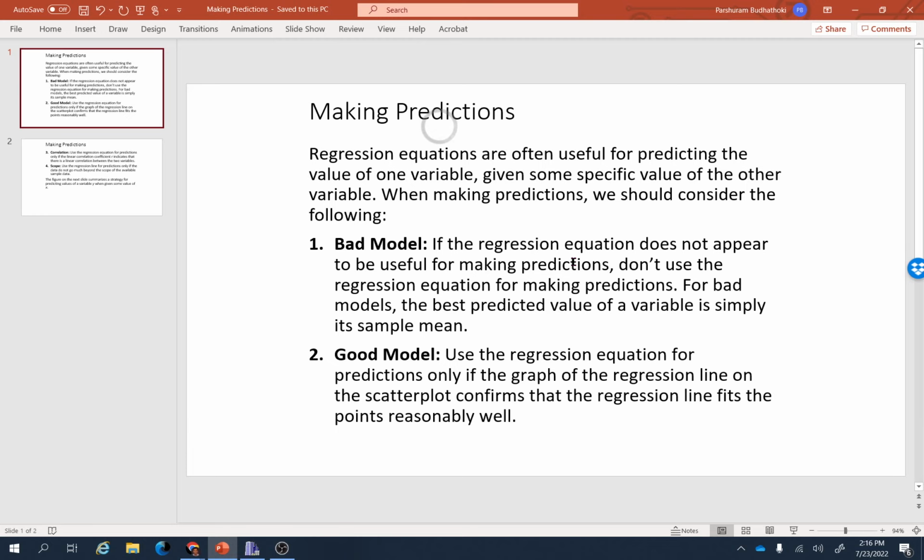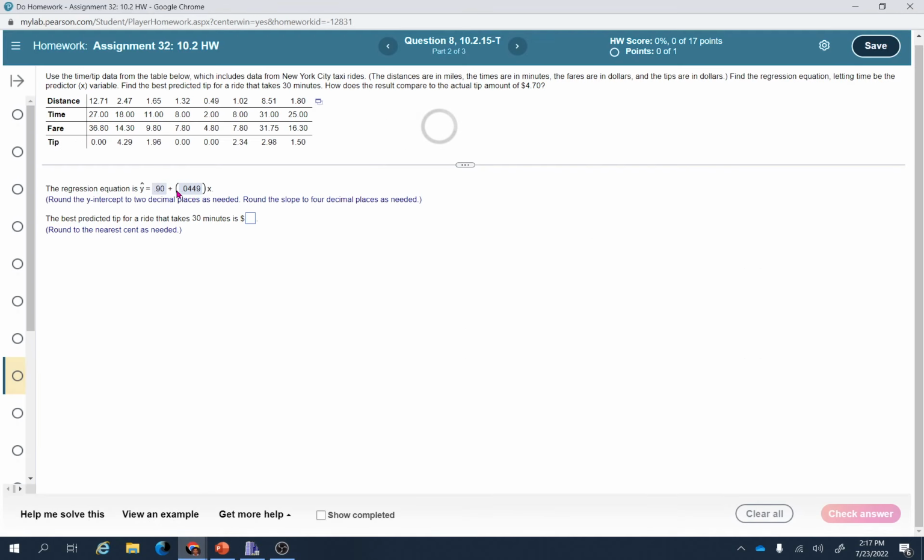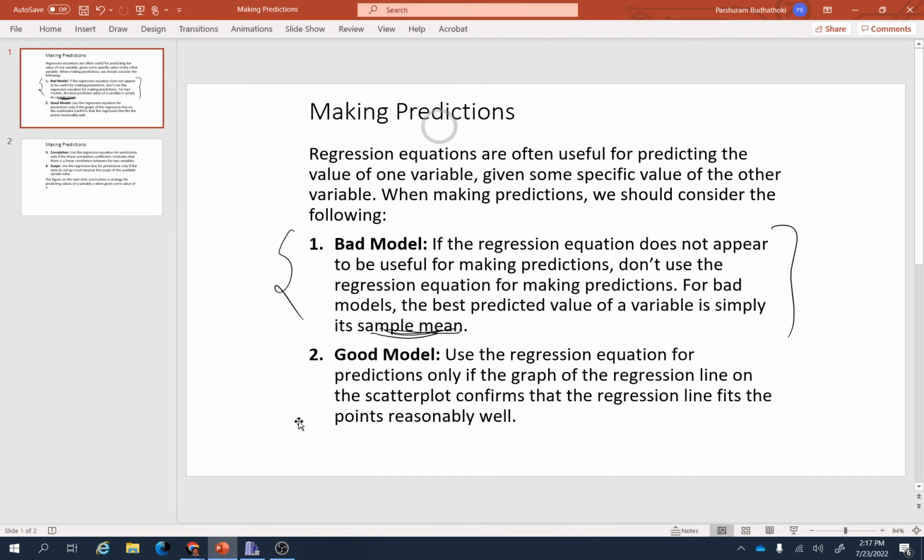Okay, so what they are saying here is, first of all, before making the prediction, find out whether you are using a bad model or a good model. So how do you know that it's a bad model or good model? If you found it's a bad model, then instead of using this regression equation, we use the sample mean to predict the value. Okay, so how do you know that it's a good model or bad model? So let's go to the next one here.